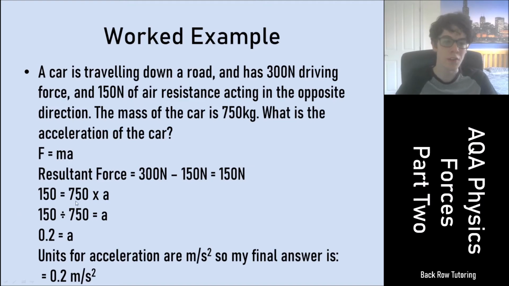We can then take this resultant force and insert it into our formula. So our force is 150, which is equal to 750, because that's the mass, multiplied by the acceleration, which is yet to be found. We can rearrange this formula by dividing both sides by 750 to get our acceleration. Our acceleration, therefore, is 0.2. The units for acceleration are meters per second squared, so my final answer is 0.2 meters per second squared.